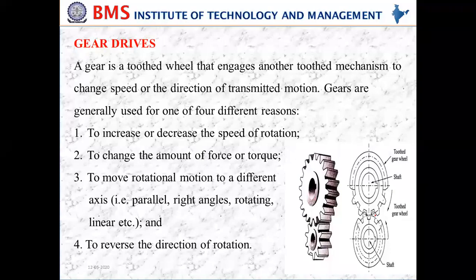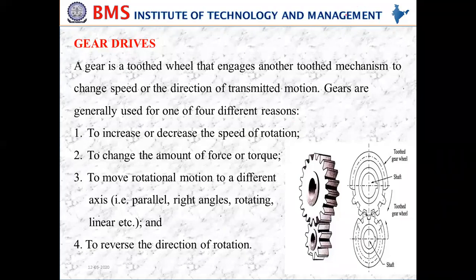Whereas in the gear drives, the distance between the two shafts, from here to here, the shaft axis, is called a shorter distance. So this distance is very less, then we can go for gear drives. So what is a gear? Gear is nothing but a toothed wheel that engages another toothed wheel. So that we can get a change in the speed as well as the direction of the transmitted motion.